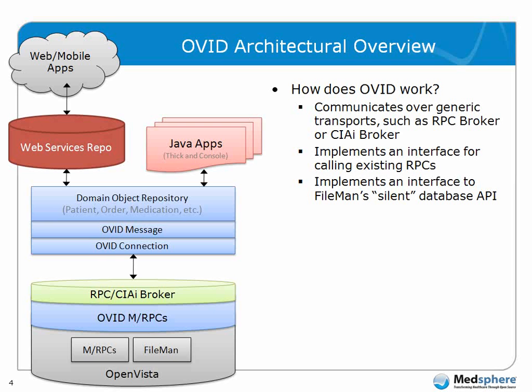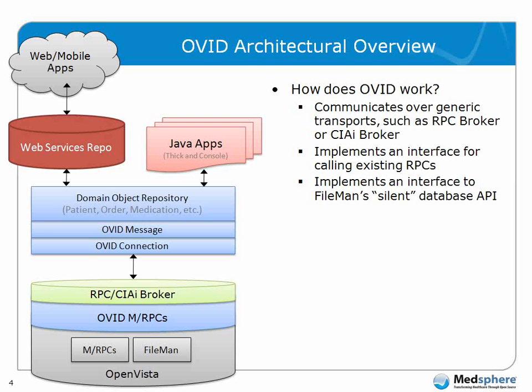whenever a request needs to go to OpenVista, we construct a simple little message that we send via an OVID connection. And we support RPC broker, we support the RTMS CIA broker, we also support VCM. We even have a custom one, if you don't want to use any of those. The transport isn't all that important. And we haven't done it, but in theory, you could even drop these requests in a JMS queue if you wanted to set your system up that way.